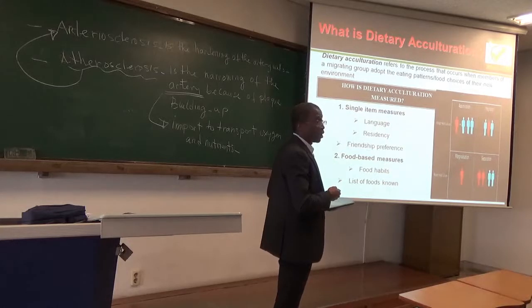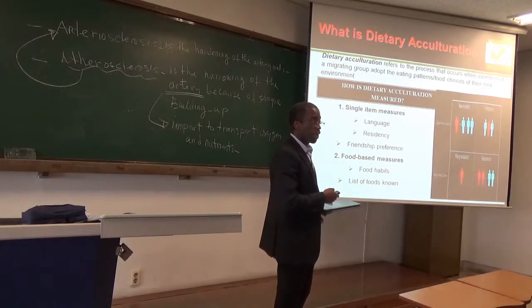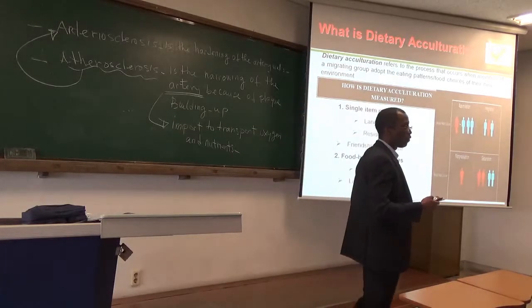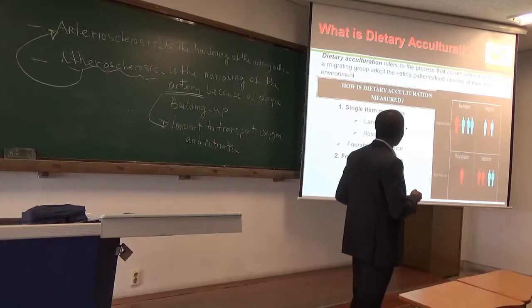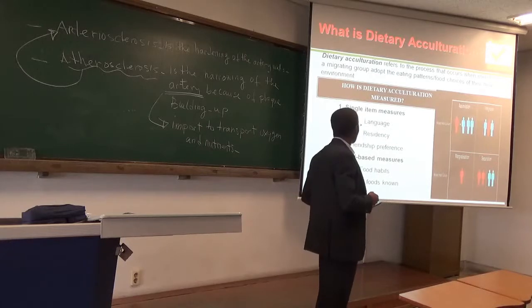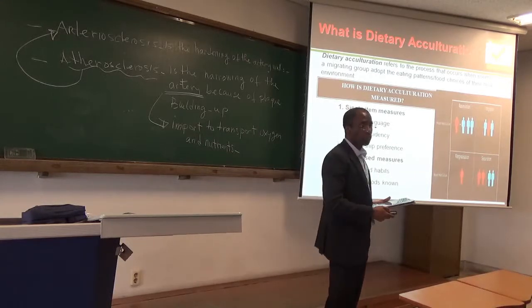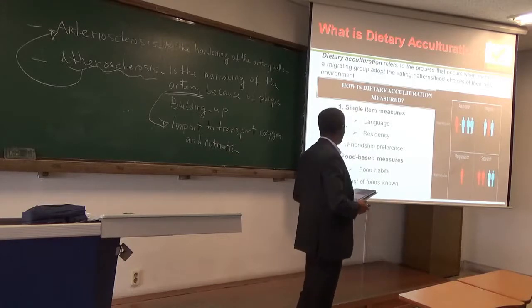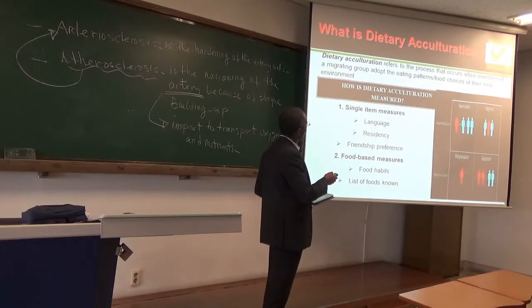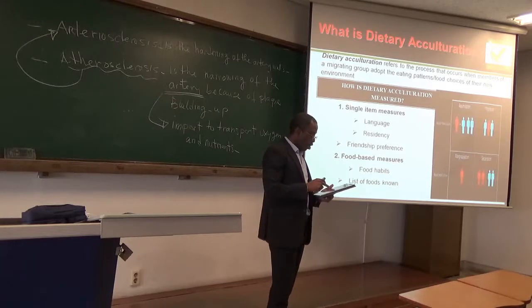You remember this one, I hope? Okay? So it's the same study, right? We look at the level of integration of foreigners, and we look at integration, assimilation, marginalization, and separation, which was developed by Mr. Berry when we study immigration. And the dietary acculturation definition is here: the process that occurs when members of a migrating group adopt the eating patterns and food choices of their new environment. Okay? So what does it mean?